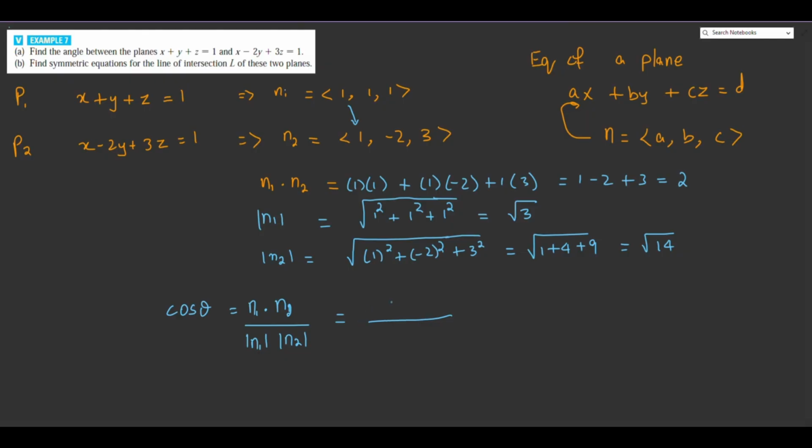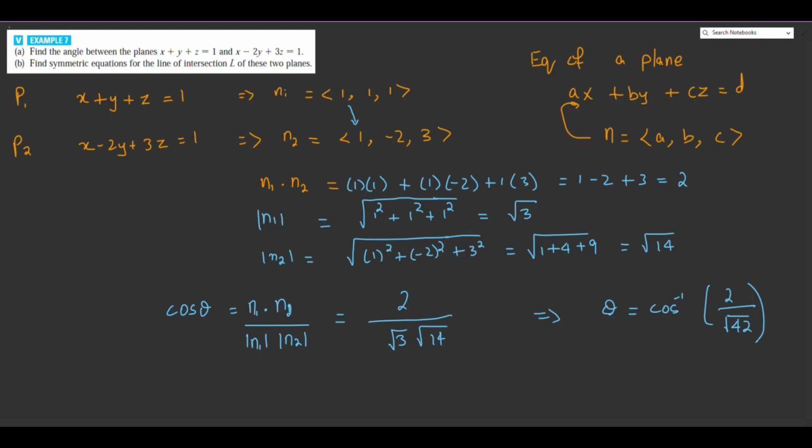Substituting everything in this formula, we get square root of 3 multiplied with square root of 14, and that will give you theta equals cosine inverse of 2 by square root of 42. So by using this formula, we can find the angle between the two planes. The main thing you need to understand is that the angle between two planes is the same as the angle between the two normal vectors.